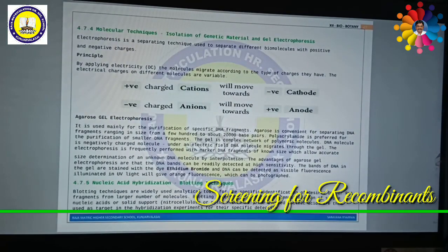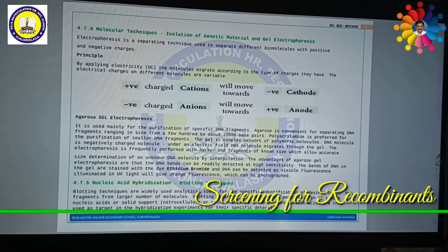Then we shall see another technique called the molecular technique. This is also called isolation of genetic material and gel electrophoresis. Electro means electrical energy. Electrophoresis means we can separate biomolecules on the basis of positive and negative charges. So electrophoresis is a separating technique used to separate different biomolecules with positive and negative charges.